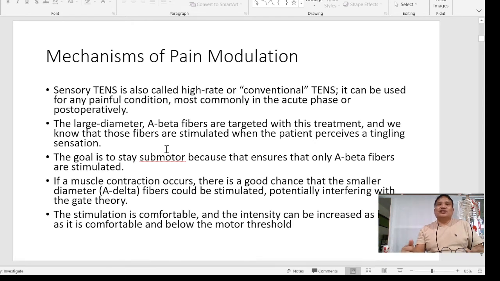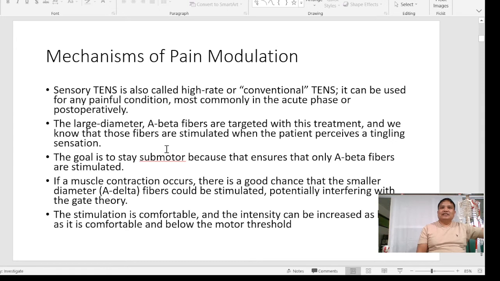Okay? So basically we stimulate the large A beta fibers. That is what we perceive, no? The tingling sensation that is generated by the transcutaneous or sensory type of TENS. The goal is to stay submotor. It's just submotor, so it's just at the level of sensation. To ensure that only A beta fibers are stimulated.